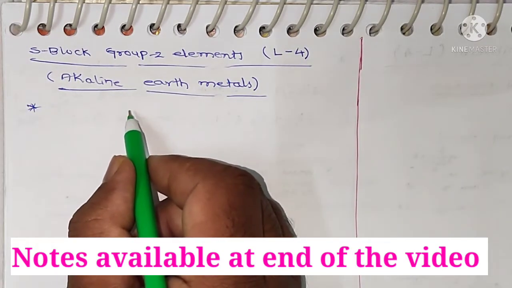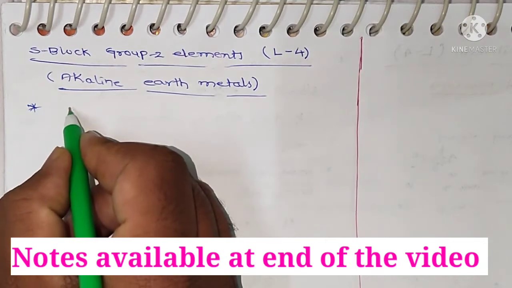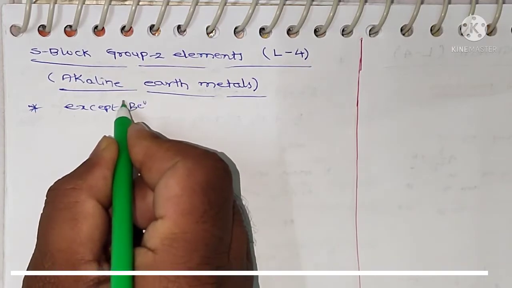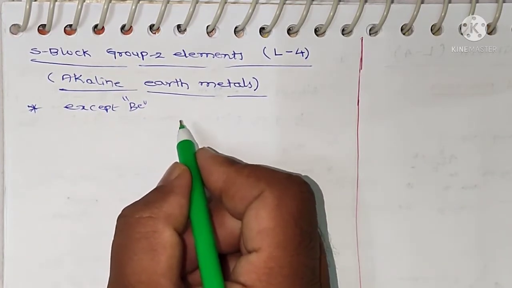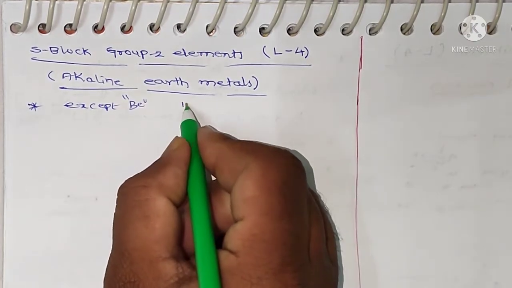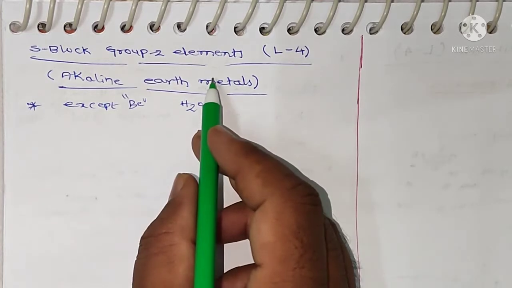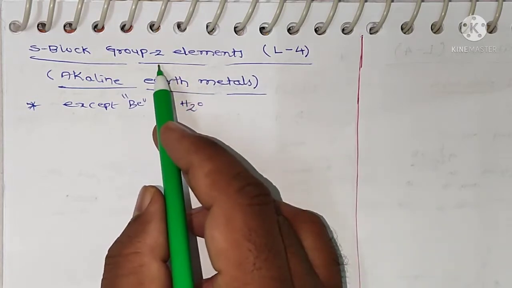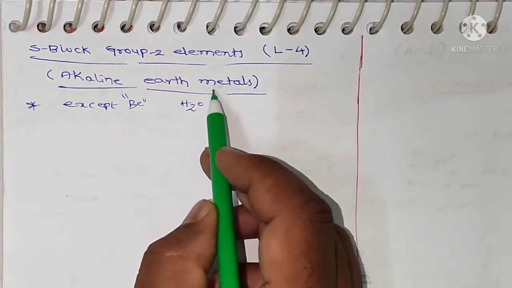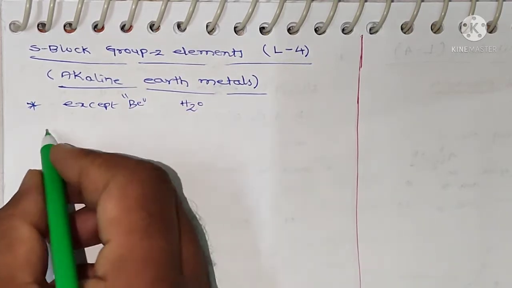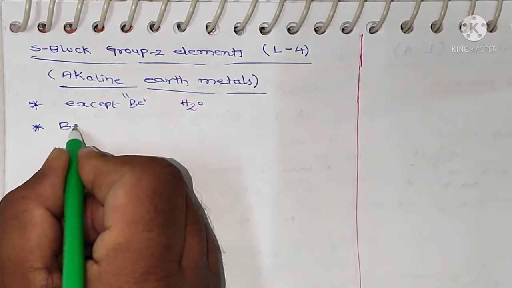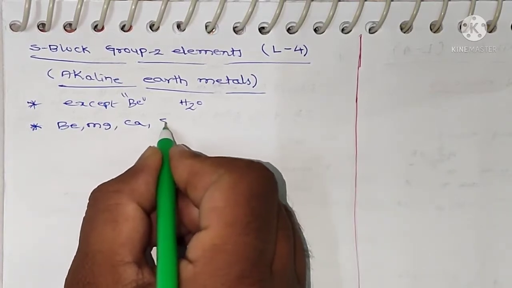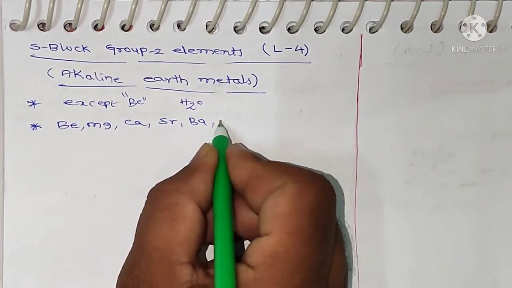The second group elements are also called alkaline earth metals except beryllium, because when the second group elements react with water, they form alkaline solution. So that's why they are called alkaline earth metals except beryllium. The second group elements are beryllium, magnesium, calcium, strontium, barium, and radium.